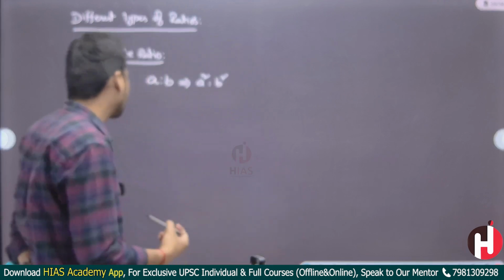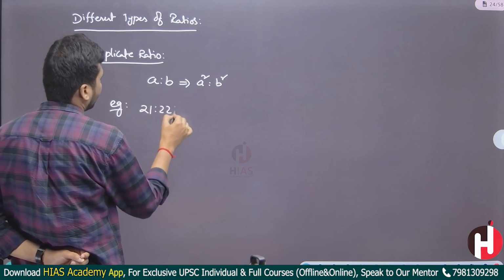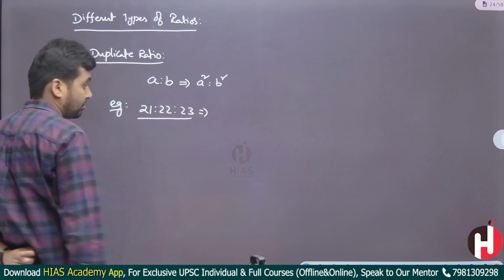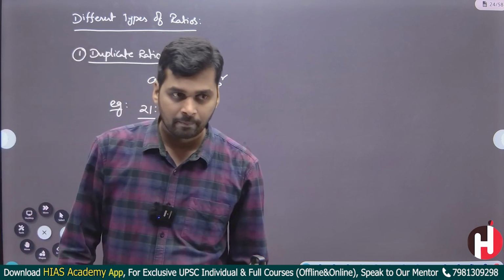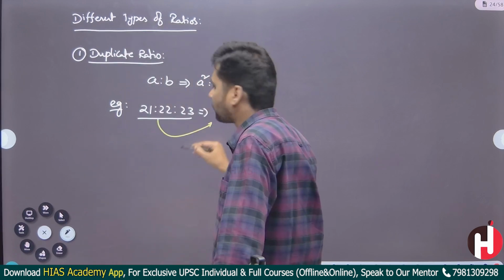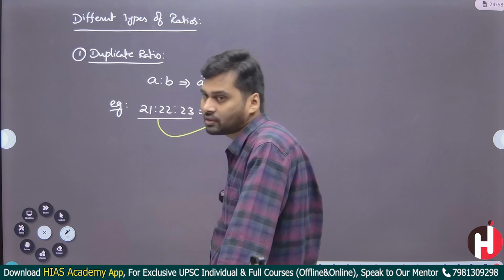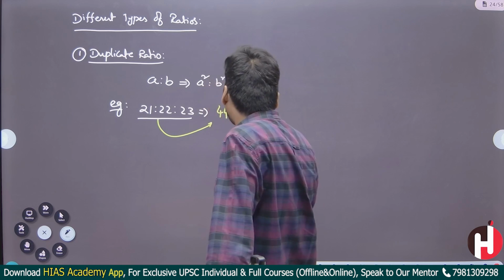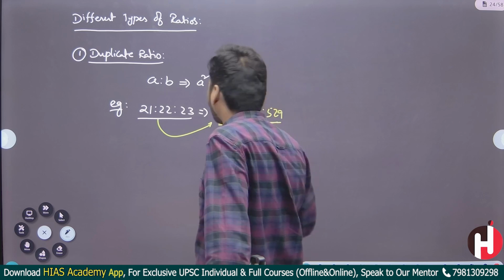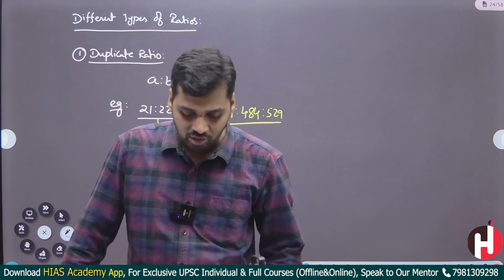Okay, for example you will be asked a question like this: find the duplicate ratio of 21 is to 22 is to 23. So tell me, the squares. 21 square is what? 441. 22 square is 484. 23 square is 529. Okay, duplicate ratio, the first type of ratio. It is nothing but taking the square of the numbers.